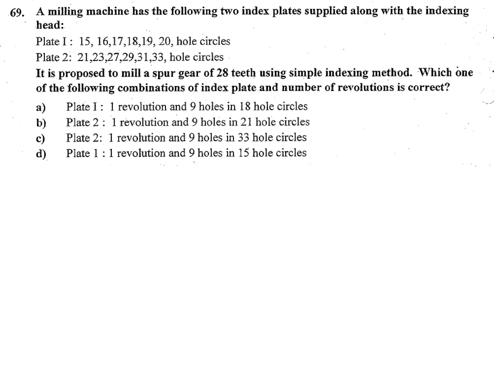A milling machine had the following two index plates supplied along with the indexing head. Plate 1, plate 2 both given. It is proper to mill a spur gear of 28 teeth using simple indexing method. Which one of the following combinations of index plate and number of revolutions is correct?